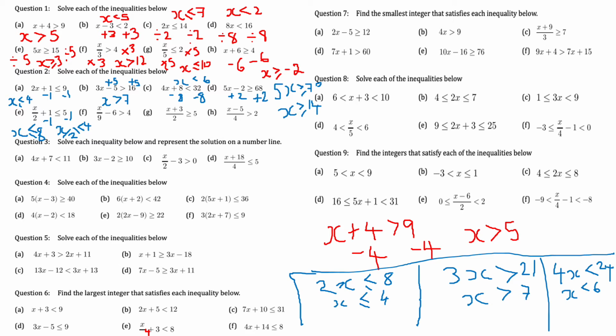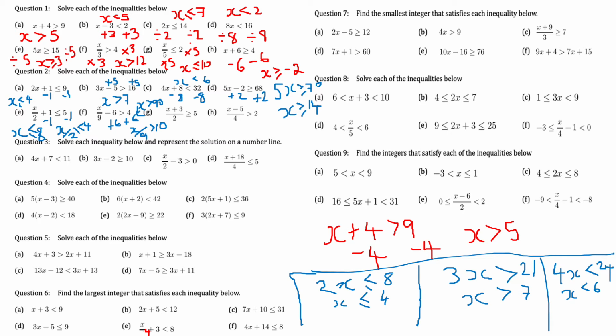For part F, x over 9 minus 6 is greater than 4. Adding 6 to both sides, we get that x over 9 is bigger than 10. Sorry, 4 plus 6 is 10. And then timesing both sides by 9, I get that x is greater than 90 for F, guys. Okay, so that's my answer for F.